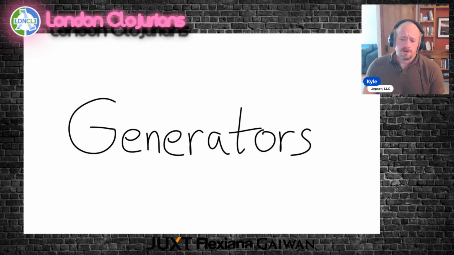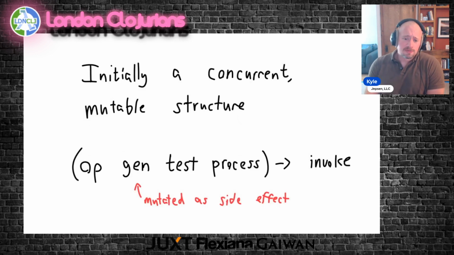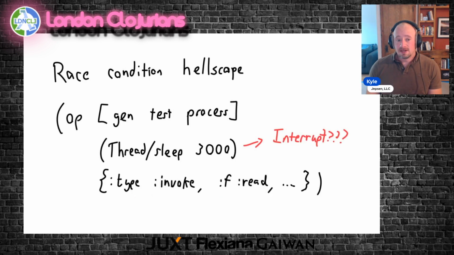I want to talk about generators first. Generators initially in Jepsen were a concurrent mutable data structure. You would ask for an operation from a generator, you would pass it a test map and which process your particular thread was executing at the moment, and it would hand you back an invocation operation, and as a side effect, it would mutate the generator. Under the hood, this used a lot of atoms and locks. One of the most important things for a generator to do is to control timing. So you often have operations which would sleep for say 3 seconds and then call some other generator or return a map.